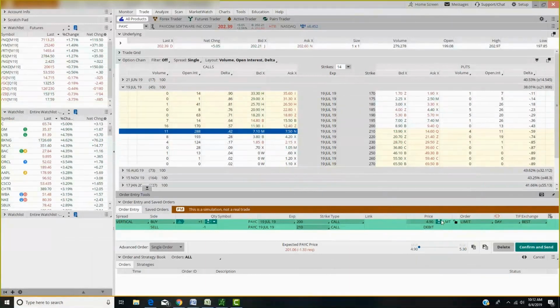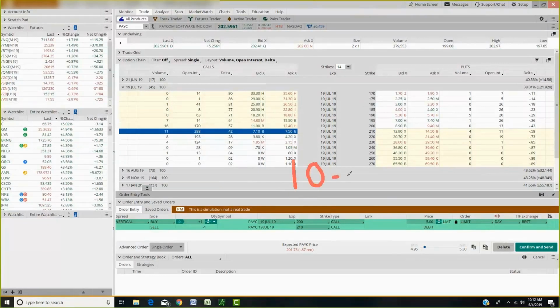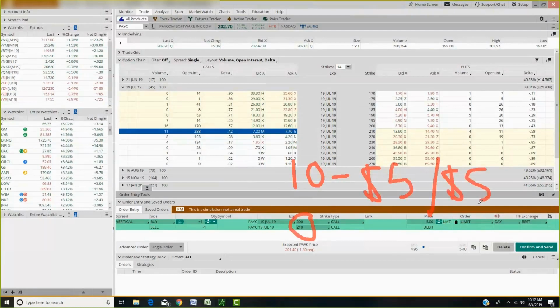If I go here to $5, that's the most I'm willing to pay, okay, which it shows you right here. If the strike is $10 wide and my debit is $5, $5 is half of 10, which means my reward to risk is going to be 1-to-1. It's going to be half. You just take the spread and look at the debit.